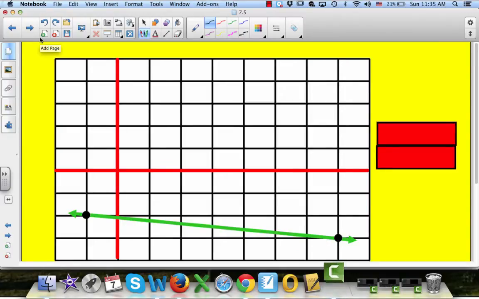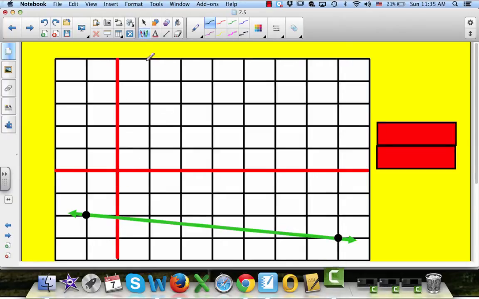Alrighty, take a second, see if you can figure out what the coordinates of these 2 points are, and then pause the video, and then come back and see if you understand what we're doing, okay? Pause the video.